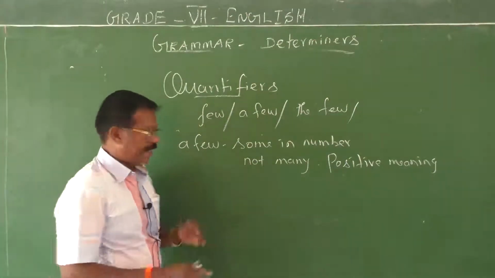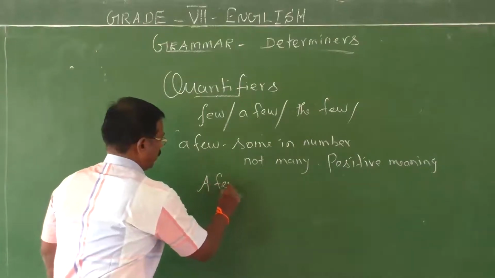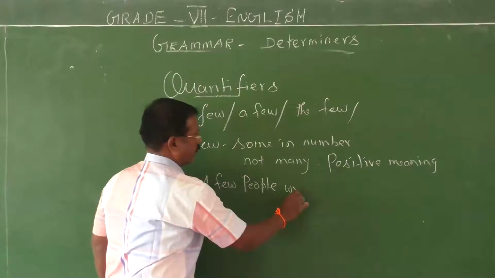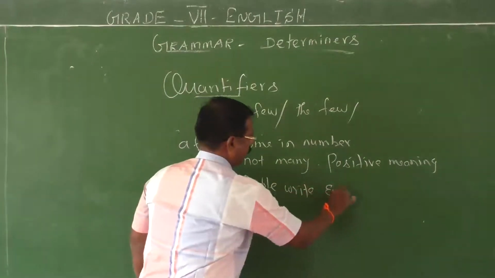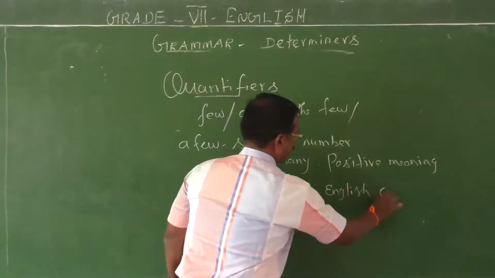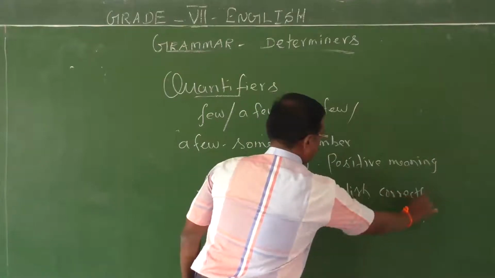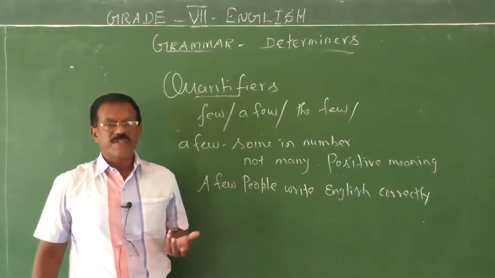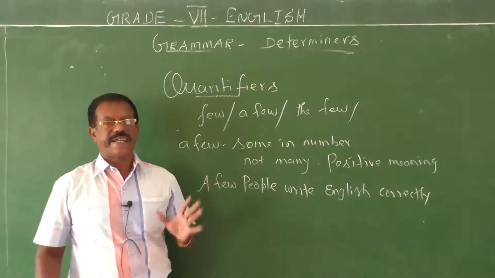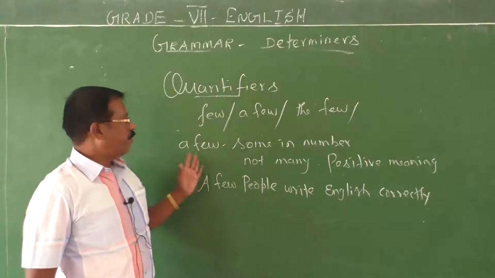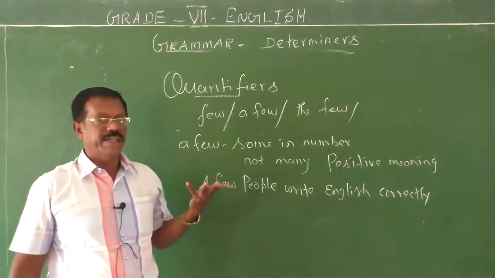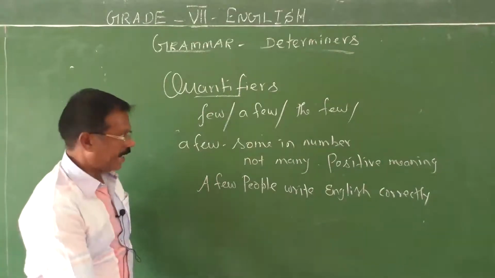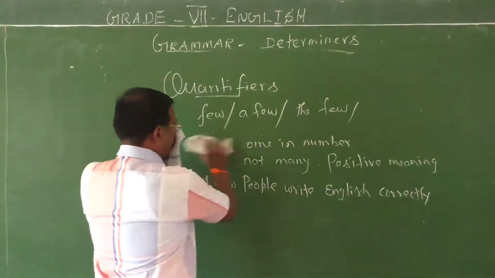A few people write English correctly. In this sentence, what does it mean? It gives positive meaning. Many make mistakes, but there are some people who write English correctly. So a few means some in number, but not many, and it gives you positive meaning. Okay, fine. Next, the few.